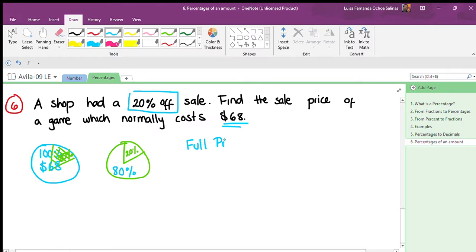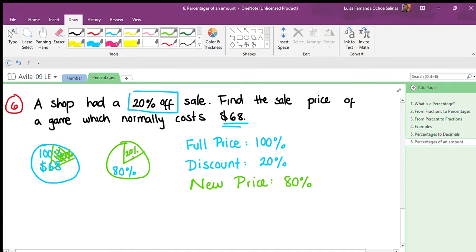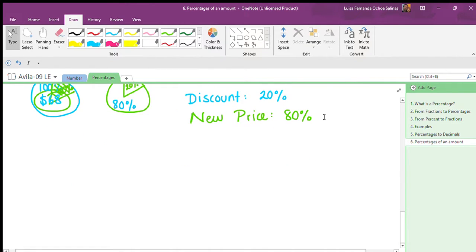So the full price is 100%. Agree? The discount is 20%. So the new price, what I have to pay, the new price, what I have to worry about, I only have to worry about 80%. So when I'm doing my calculations, I want to know about this cake that was $68. I just want to worry what 80% of it is because that's what I have to pay. Okay? So we're going to calculate the 80% of that cake because that's what I have to pay.